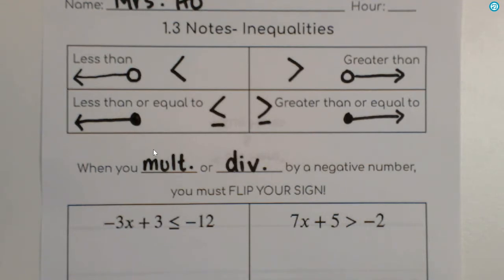The way I think about it is when you multiply or divide by a negative number, all your negatives become positive and all your positives become negative. So you're essentially taking the entire number line and flipping it around. And so when you flip the number line around, you have to flip your sign to keep things true. Other than that, everything happens the exact same as solving an equation. So all of the math is the exact same. It's just how you write your answer, if you flip your sign, and then that we're going to graph it. So let's go ahead and get started.